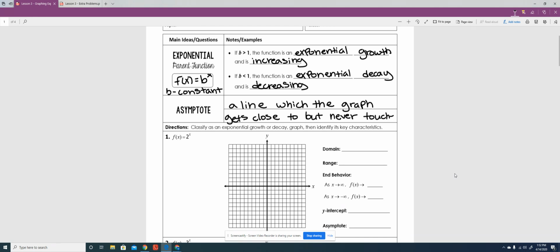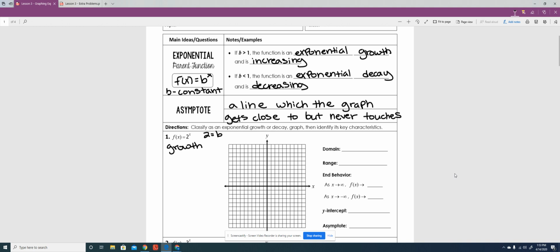Okay, so now that we have some background info, let's work an example. So this first function here, I have 2 to the x power. So this 2 would be our b, where b is a constant. First we want to identify this as growth or decay. If 2 is our b, that means b is greater than 1, so we are having exponential growth. This is an exponential growth function.